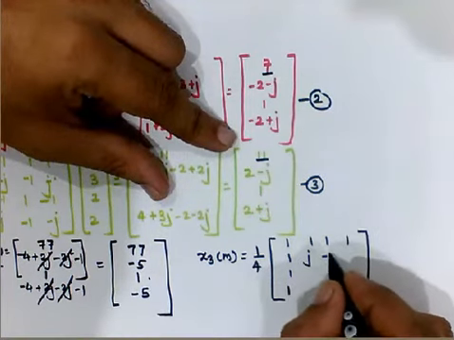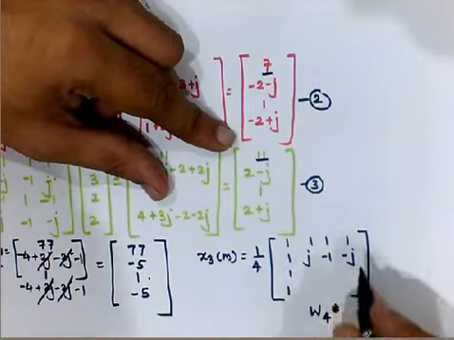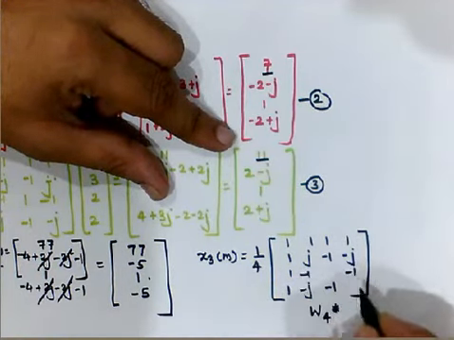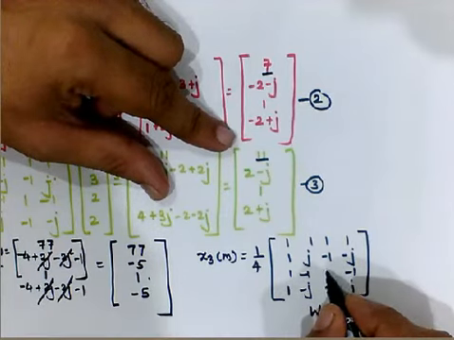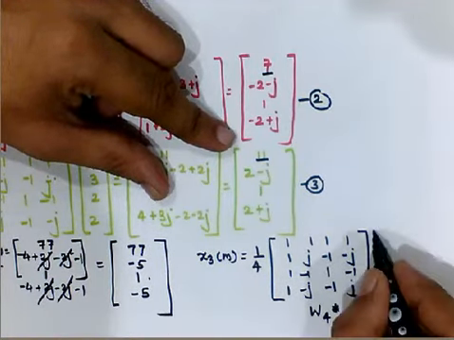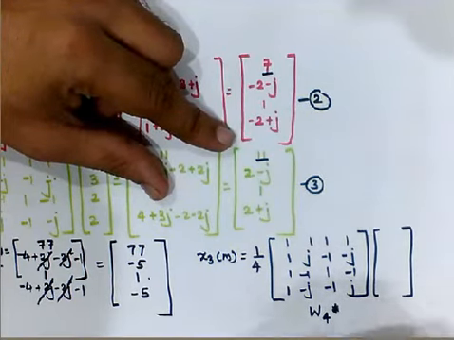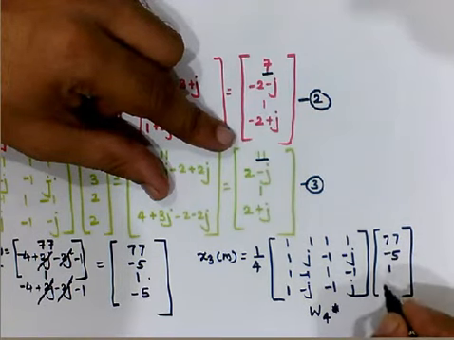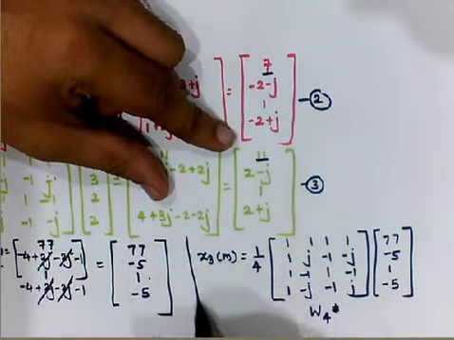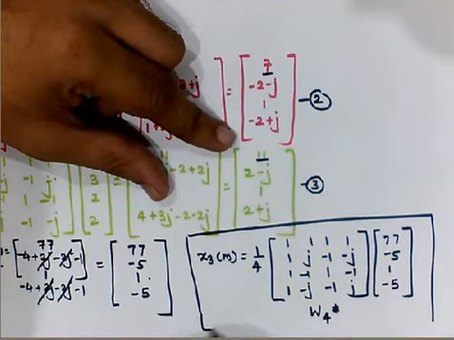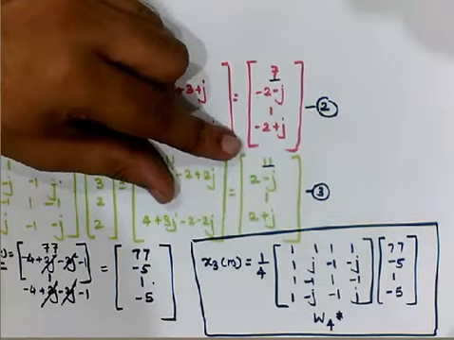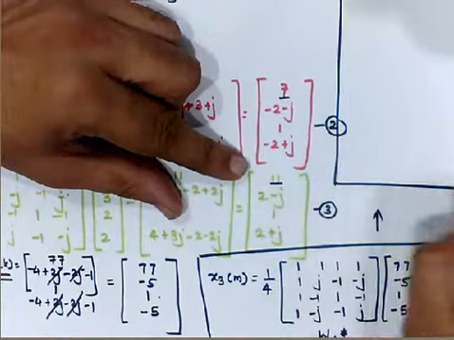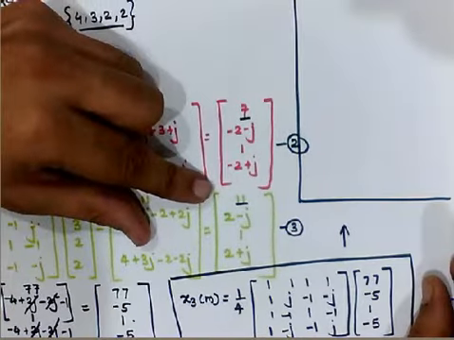So this will be j, this is minus 1, minus j, this is minus j, this is minus 1, minus 1, minus 1, plus j, and at the center 1. But the quantity over here will be x3 of k, that is 77, minus 5, then this is 1 and minus 5. So once this matrix calculation is solved, we will be able to get the value of x3. So let's solve it here. This is the value for x3 calculation.